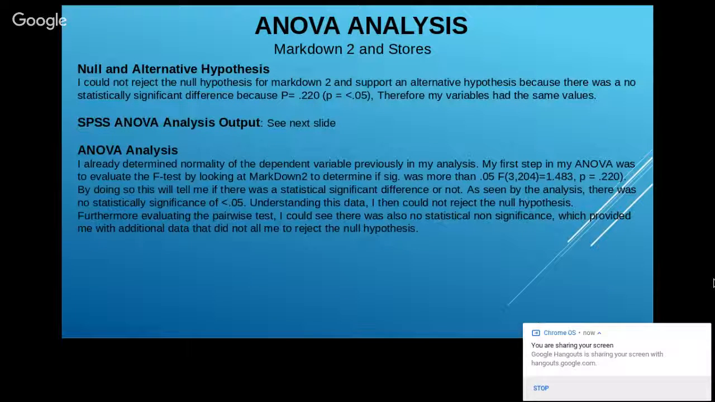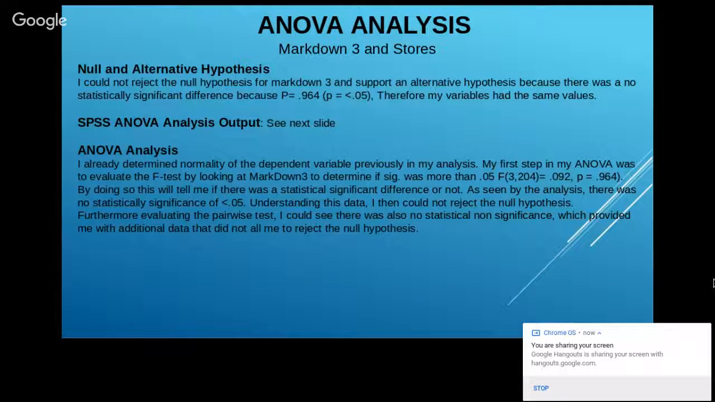However, on markdown 2, I could not reject the null hypothesis because the p-value, 0.220, like we've seen before, is over 0.05. Therefore, my variable had the same values instead of different. Same thing with markdown 3. I could not reject the null hypothesis for my markdown. The p-value is 0.964, well over the 0.05. Therefore, my variables had the same values.